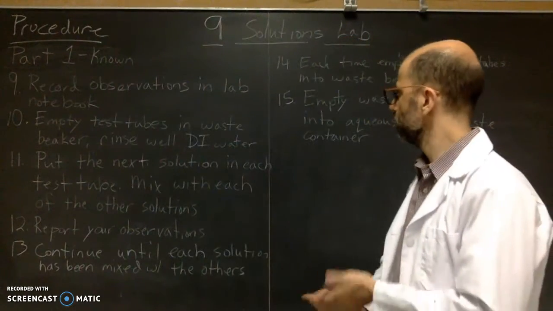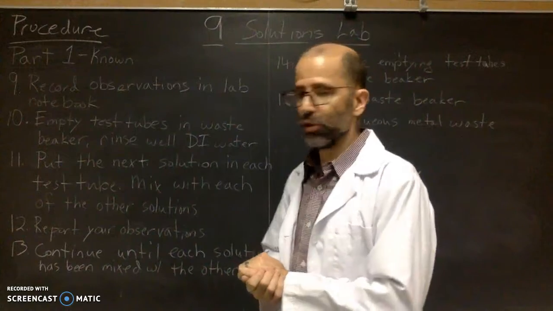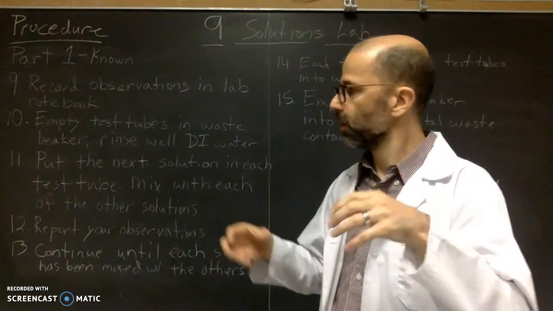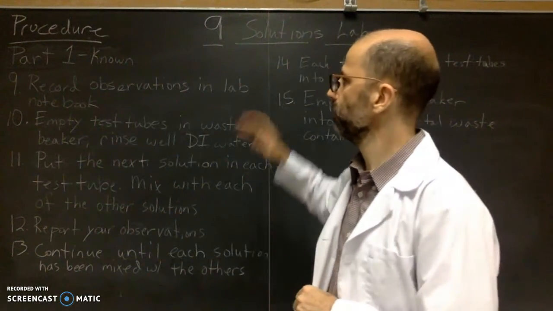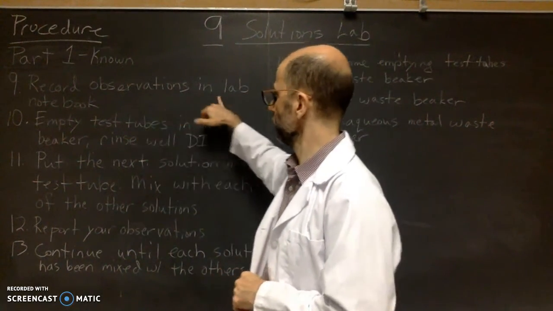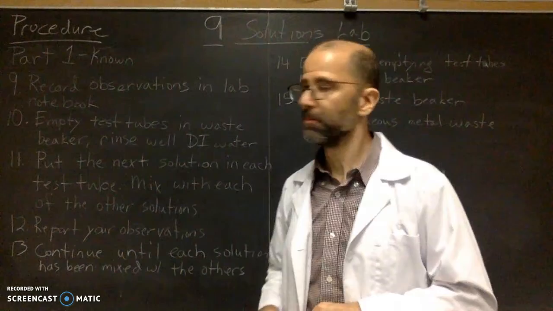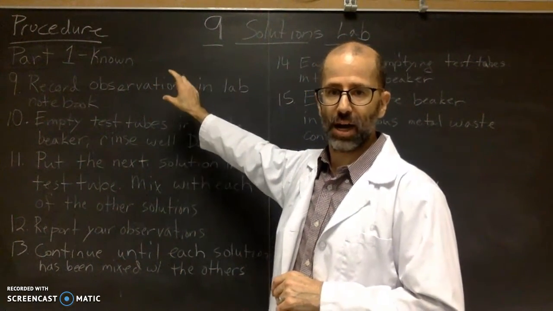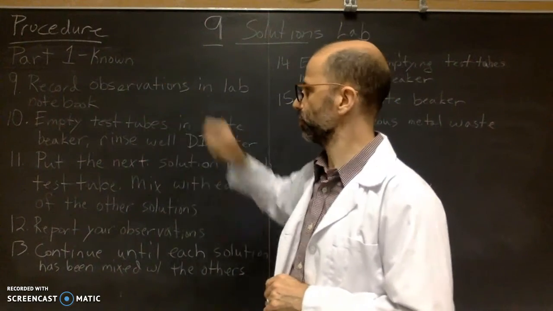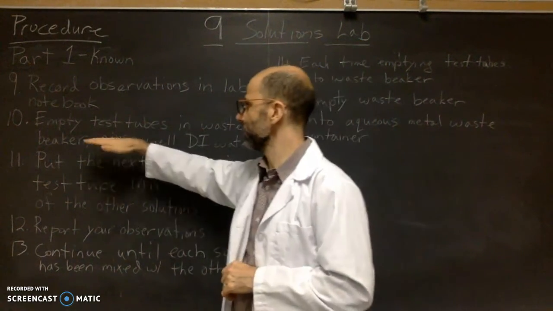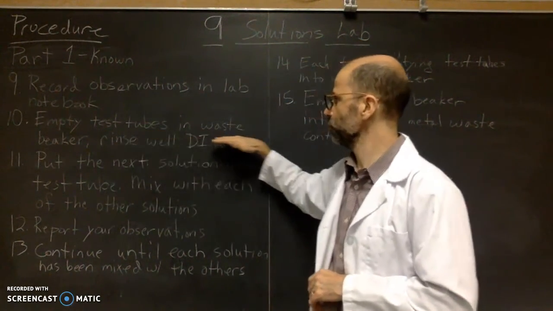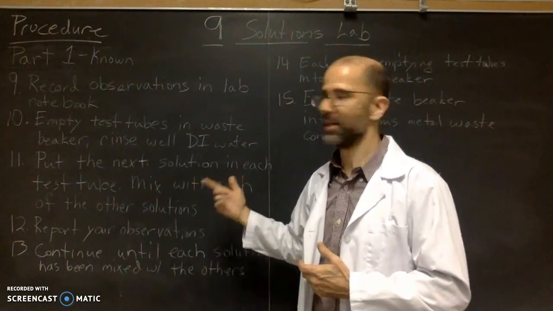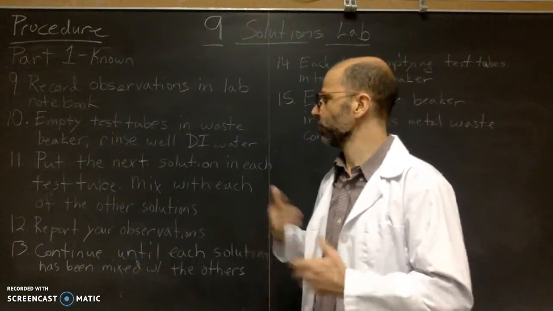Okay, everyone. Once you've made your observations when you've mixed those two substances together, you are then going to record your observations in the lab notebook, in that square that you have on your table that you created. Then, like I said, you're going to empty the test tubes in the waste beaker, and rinse out your test tubes with DI water. And then you're ready to start again.